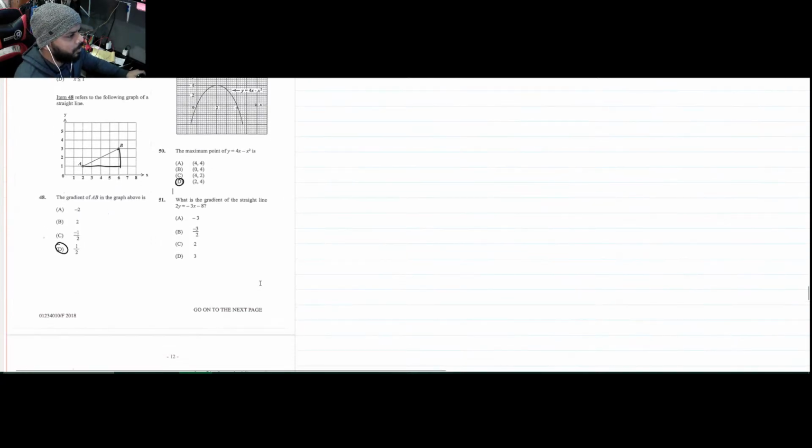f of x, then f of minus 3 is 2 into minus 3 squared minus 1. 2 into 9, minus 1, 18 minus 1, 17. The maximum point is (2, 4). That was an easy one. What is the gradient of the straight line? Bring it in the form y is mx plus c. So I'll have to divide by 2 throughout, minus 3x minus 8. So y is equal to minus 3 over 2 x minus 4, so the gradient is minus 3 over 2.